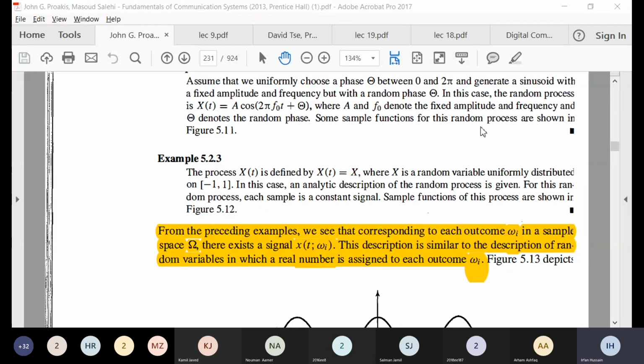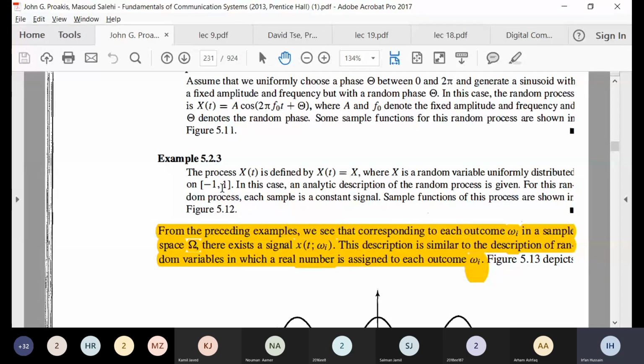All right. Yes, Salman Jameel, can you tell me what will be the height? Sir, 1 by 2. 1 by 2. Very good. But you can see the width is 2. It has to be 1 over 2, because if you integrate from minus 1 to 1 with 1 over 2 height, you will then get only 1.